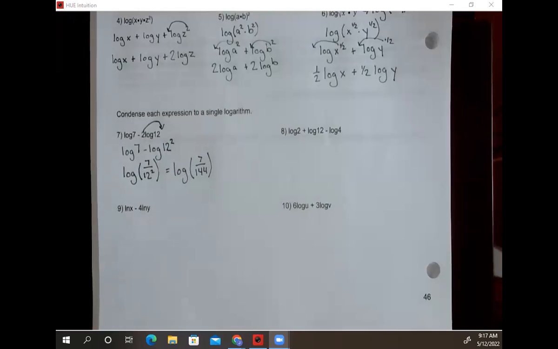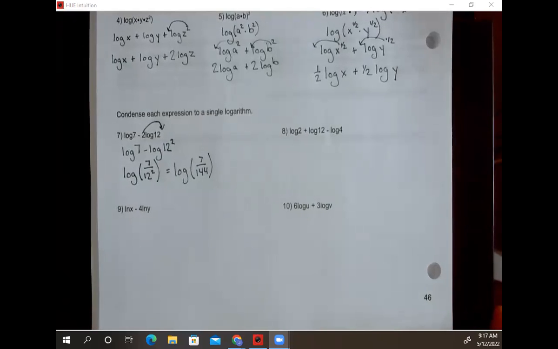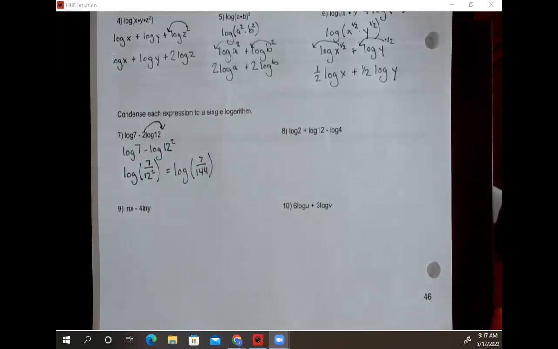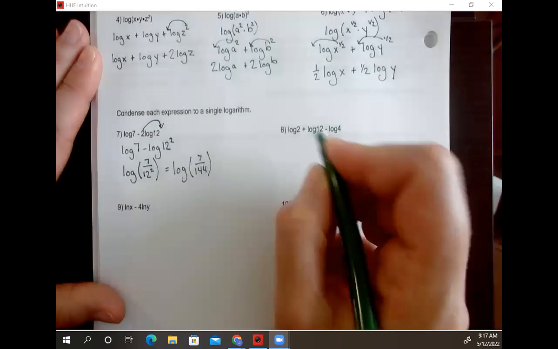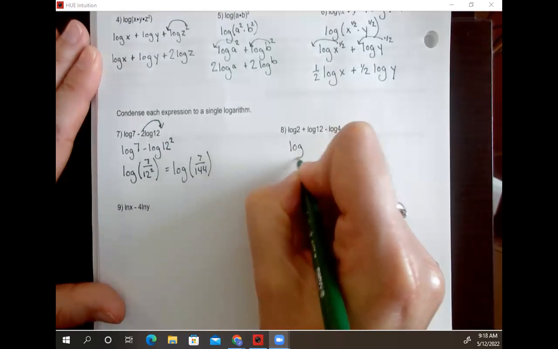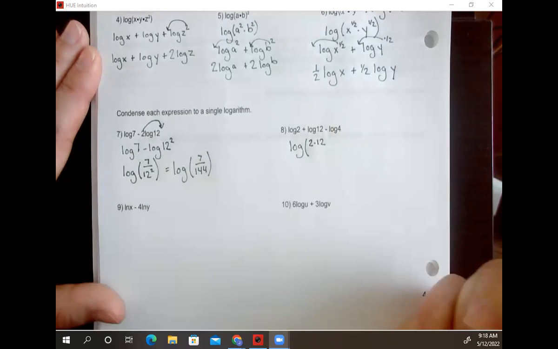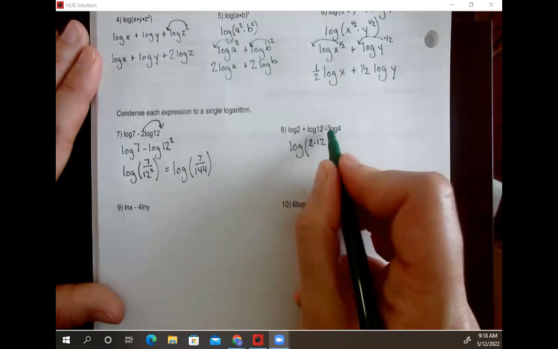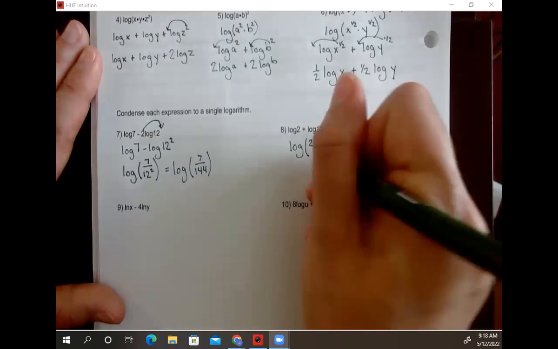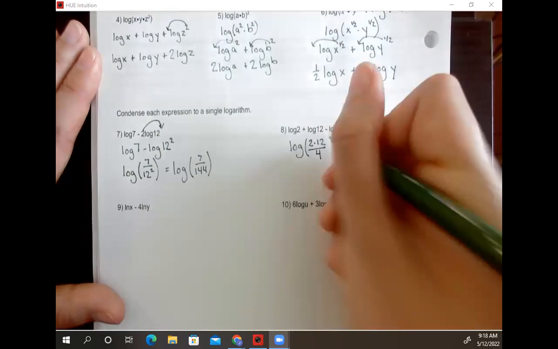For number 8, I've got 3 logs here. The first 2 I am adding, so I'm going to multiply these numbers together. So this would be the log of 2 times 12. The last log I'm subtracting, so this argument I'll divide by.